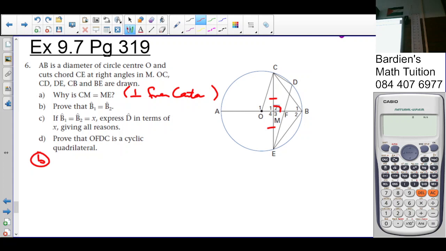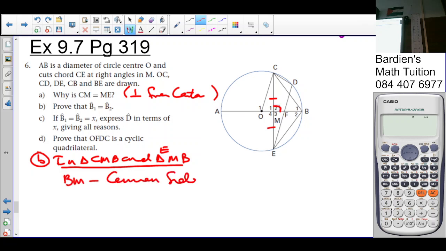Proving congruency. So you say in triangle CMB and triangle EMB. That is the right order that we needed as well. We can say that BM is a common side. As you can see, BM is in both triangles. Okay? What else can we say? CM is equal to ME. Proven. Proven above, or proven in A, or just proven.